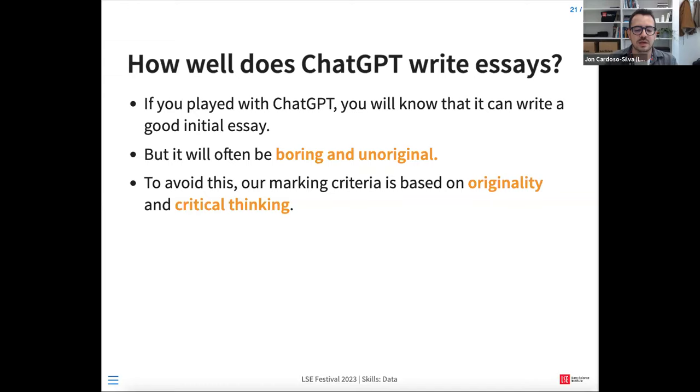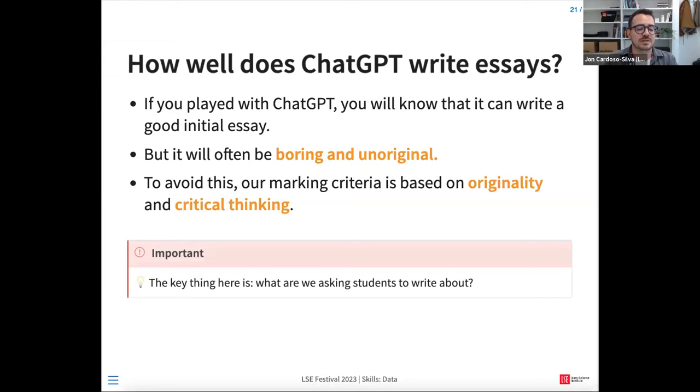So if a student is getting straight A's with just using ChatGPT in your essays, it just means that your essay prompt is not original as well. Your essay prompt is just too boring. We just have to improve that. And I don't think that is a problem with AI tools themselves. It's a problem of how we think about these assignments. The key thing here is, what are we asking our students to write about?